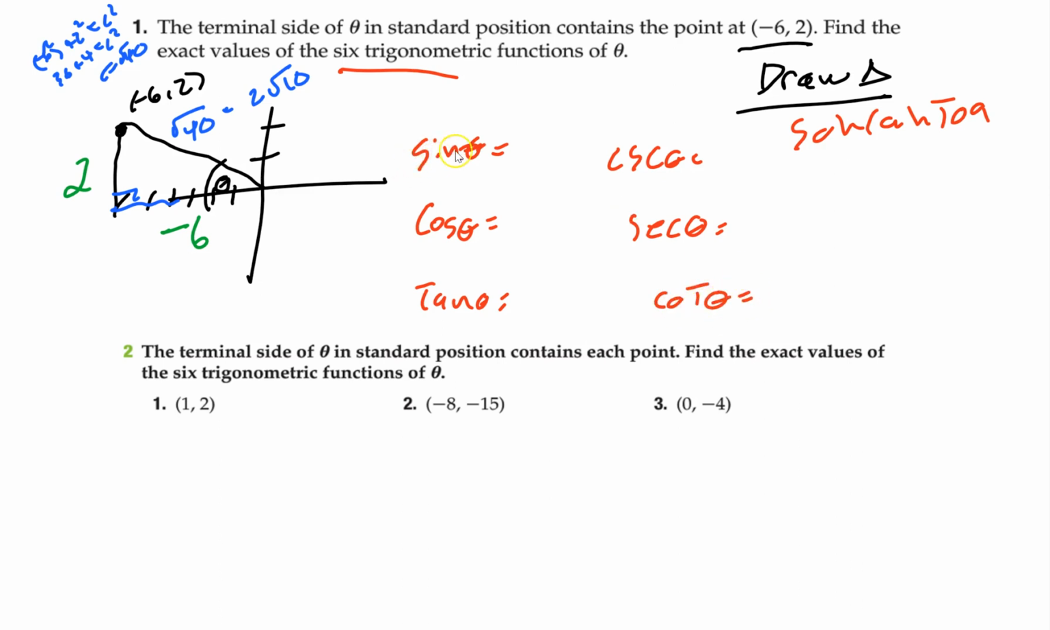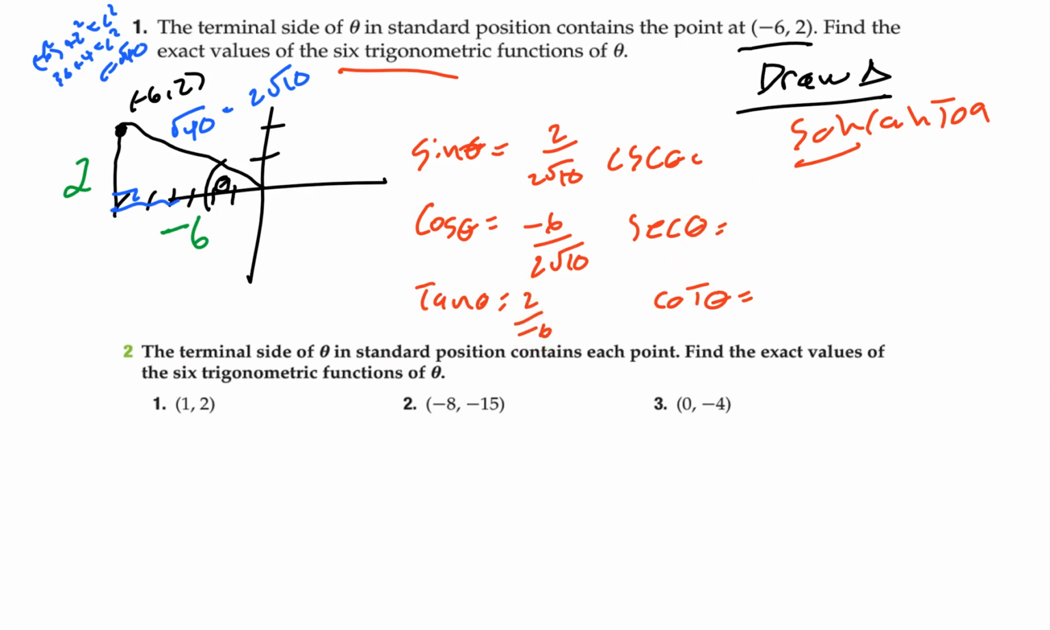Right, so if I want sine, SOHCAHTOA says opposite over hypotenuse. So 2 over 2 rad 10. Again, you can leave it like that, or you can reduce it if you want, it's just 1 over rad 10, same deal. Cosine is adjacent over hypotenuse, negative 6 over 2 rad 10. And tan is opposite over adjacent, 2 over negative 6.